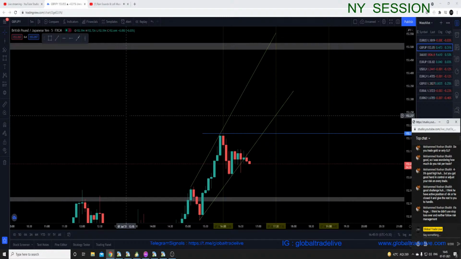It's huge. I think he didn't use stop loss ever, and neither follow risk management. Yeah, you can say that. But it's alright, because every new trader does this mistake, and that's how everyone learns.